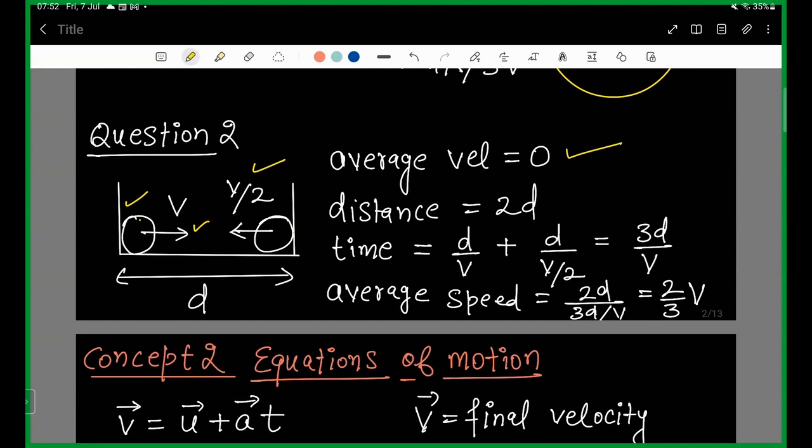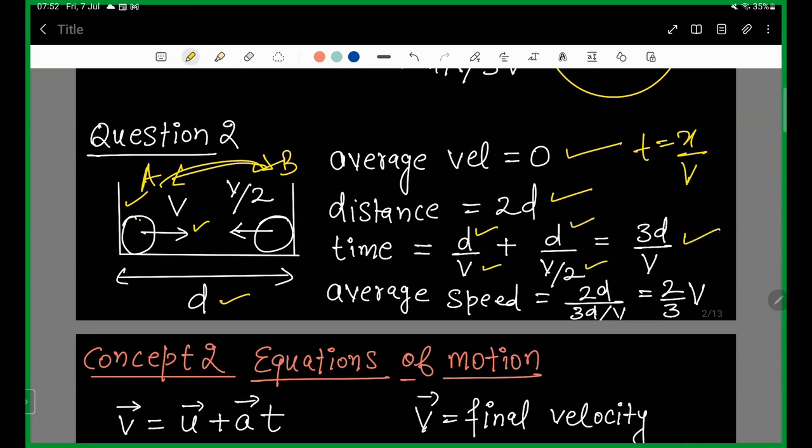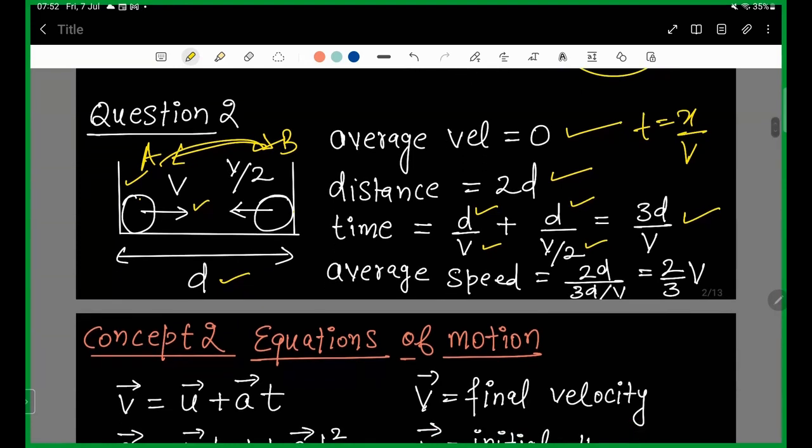So what is the total distance then? It goes in this direction by amount d, and then also comes back in this direction by amount d. So the total distance covered is 2d. What is the time? Always remember the time is distance upon speed. So the time to go from A to B is d by v, and the time to come back is d by v by 2. So the total time will be 3d by v. So what will be the average speed? Average speed will be total distance upon total time, that will be 2 by 3 times v.